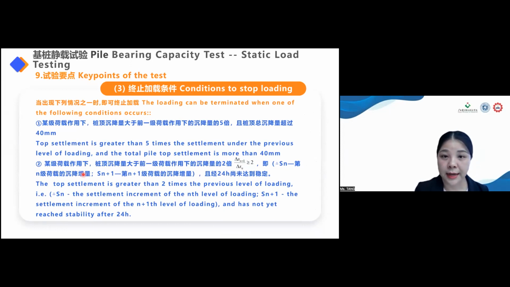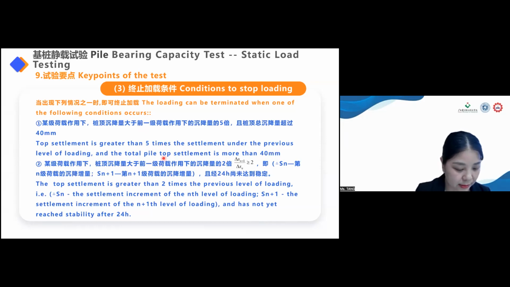Third, conditions of stop loading. The test can be terminated when one of the following situations occurs. 1. Under a certain load level, the settlement of the pile top is 5 times larger than that under the previous load, and the total settlement of the pile top is more than 40 millimeters.